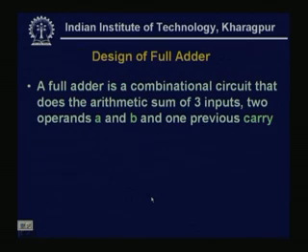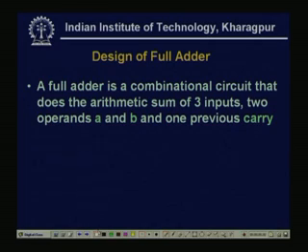Now, we see a design of a full adder. A full adder is a combinational circuit that does the arithmetic sum of 3 inputs, 2 operands A and B and 1 previous carry. Now, what do we mean by this? See, earlier in the half adder we have only taken two operands A, B, say A is 0, say B is 1 and it is adding, sum is 1 and carry is 0. Now, this is a simple 2 input adder.